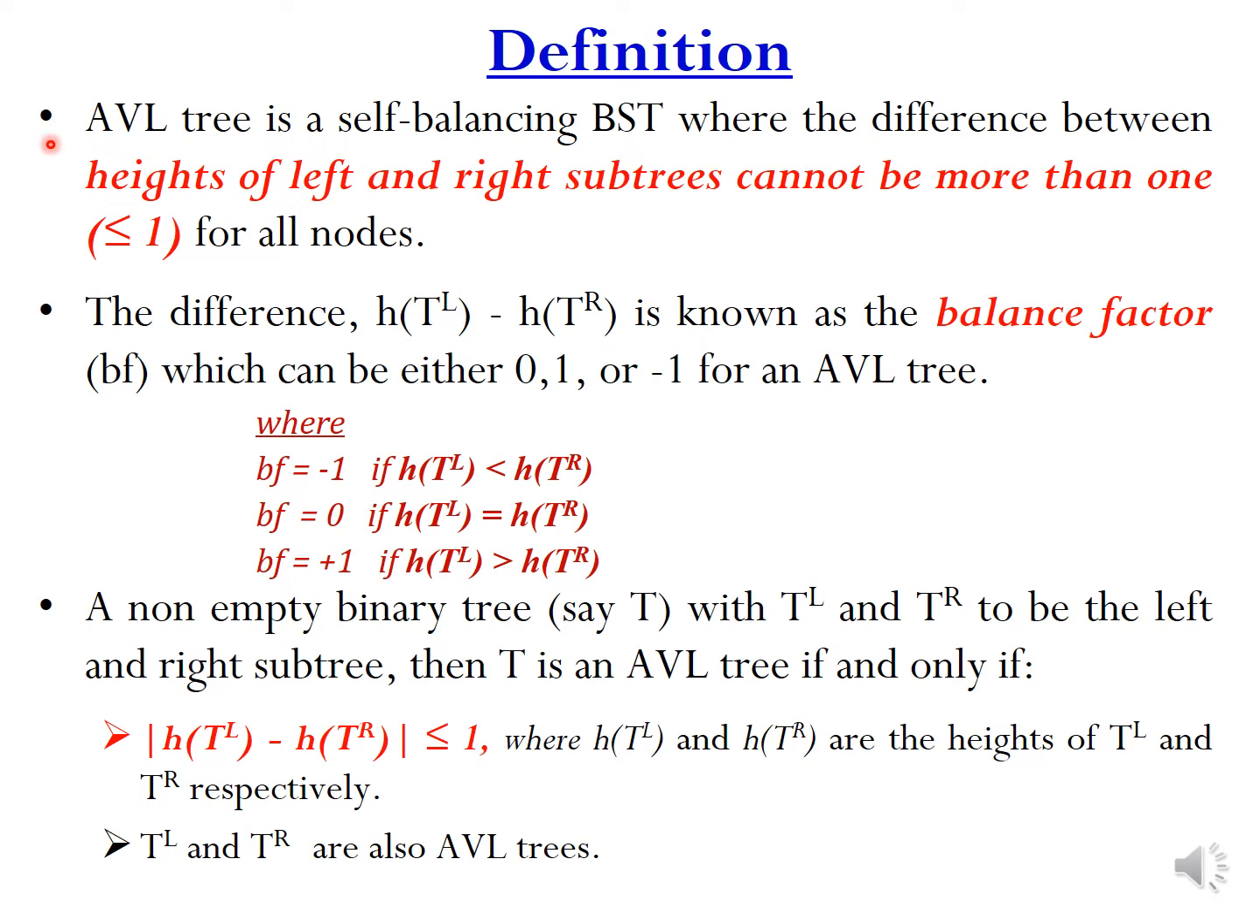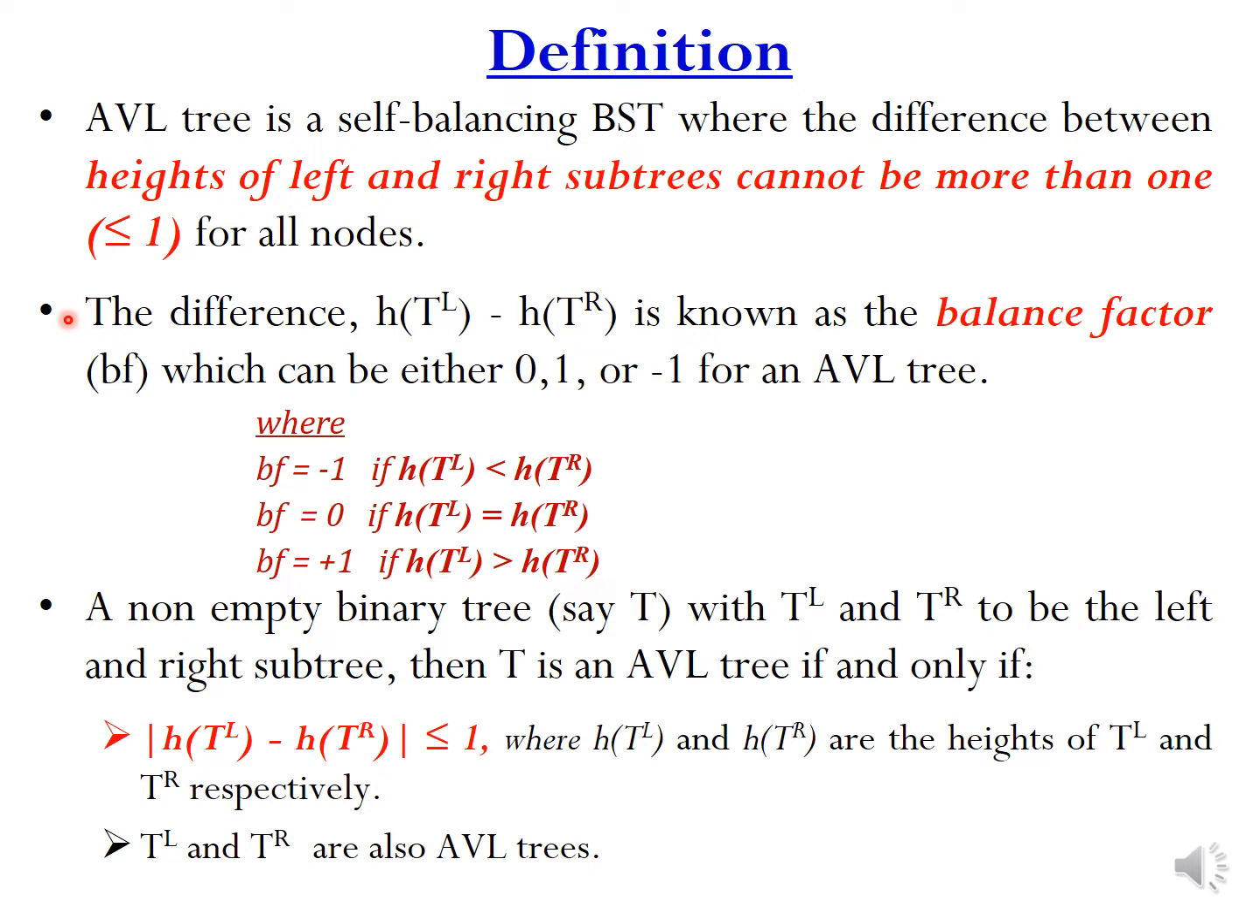Now we'll see the definition of this AVL tree. Basically, an AVL tree is a self-balancing binary search tree where the difference between the heights of the left and right subtrees cannot be more than 1. That is to say, it is less than or equal to 1 for all the nodes.